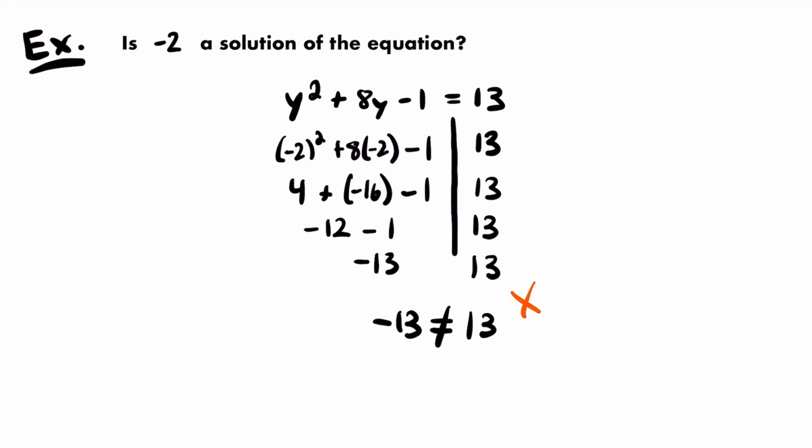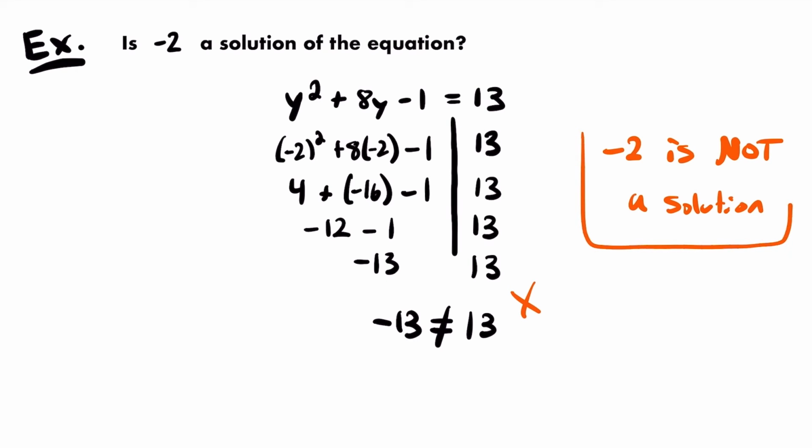-13 would not be equal to 13, and so what we've shown here is that -2 is not a solution to this equation. We plugged in -2 for each of the y's, and we did not get 13 is equal to 13. We found negative 13, which is a different value. All right, so negative 2 is not a solution.